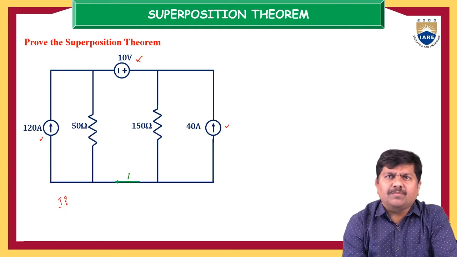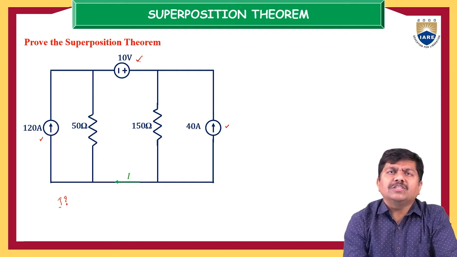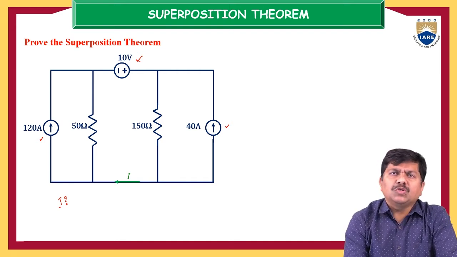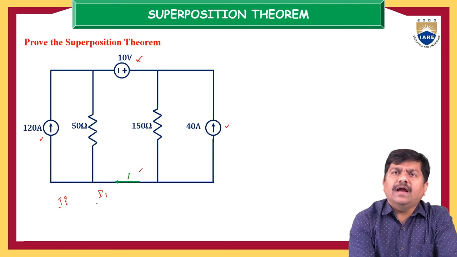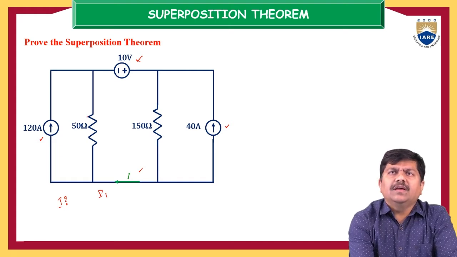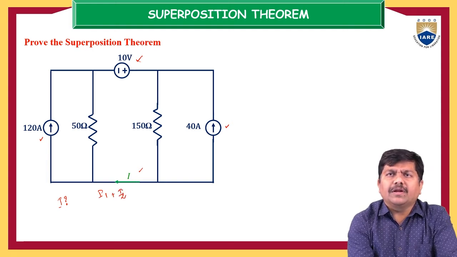And coming to the verification process, you go on making one energy source out of all the energy sources available active, and at the same instant make the other energy sources inactive and find the response. So let me make the 120 amps source active. Let us calculate the current at the same point and call it I1. Similarly, you activate the 10 volts voltage source and make the 120 amps and 40 amps sources inactive, and let us record the current at the same point. That current is nothing but the I2 current.